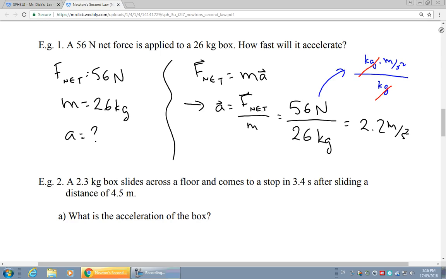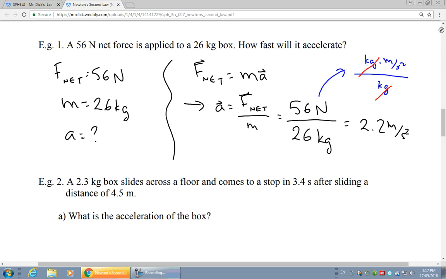Example 2 is one I'm going to leave and go through in class, but I encourage you to try and do it first all together. So even before we get to it, we can talk about the idea behind it. A 2.3 kilogram box slides across the floor and comes to a stop in 3.4 seconds. And we also know how far it slides.